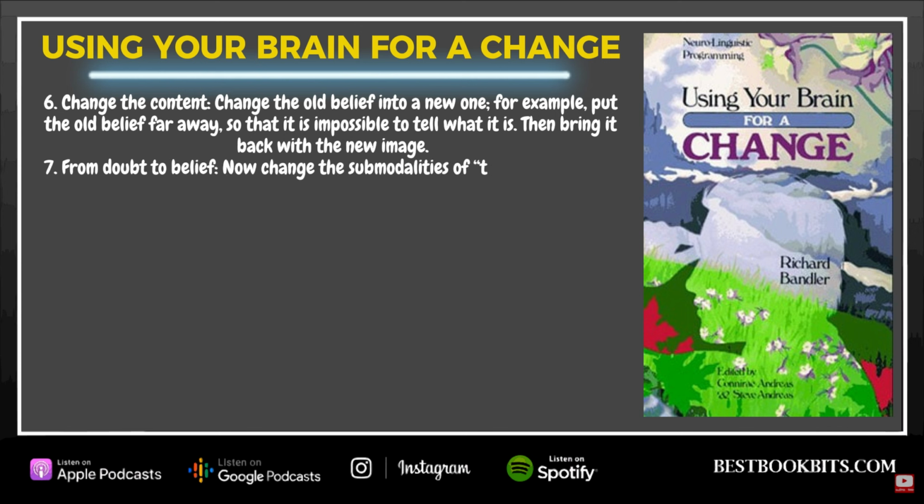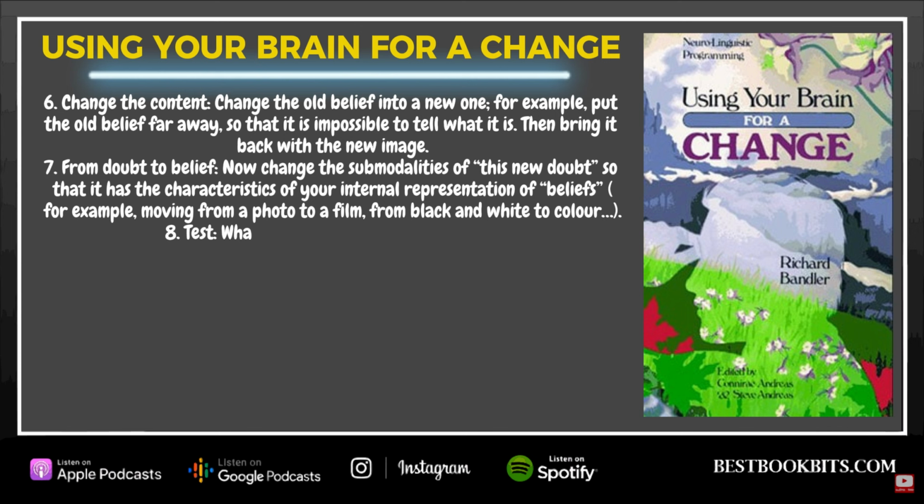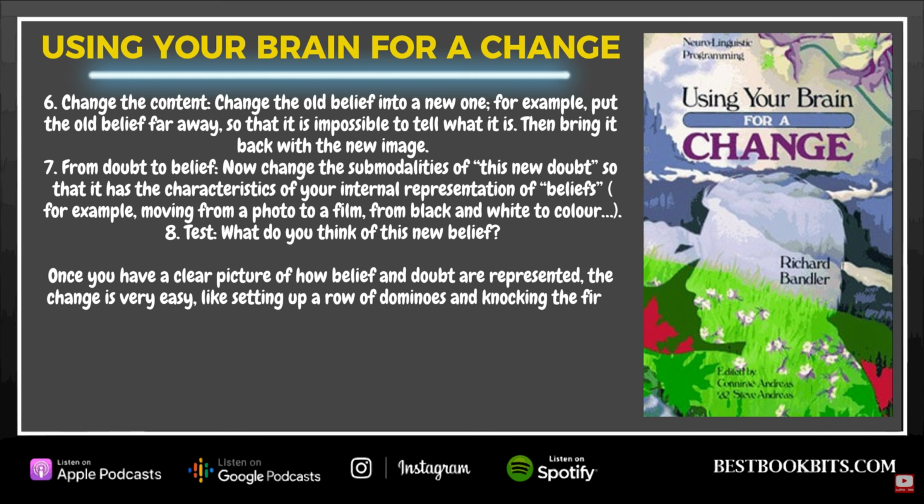Number 7, from doubt to belief. Now change the submodalities of this new doubt so that it has the characteristics of your internal representations of beliefs. For example, moving from a photo to a film, from black and white to color. Number 8, test. What do you think of this new belief? Once you have a clear picture of how belief and doubt are represented, the change is very easy, like setting up a row of dominoes and knocking the first one down.